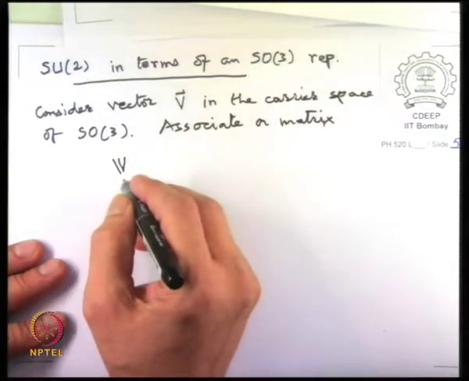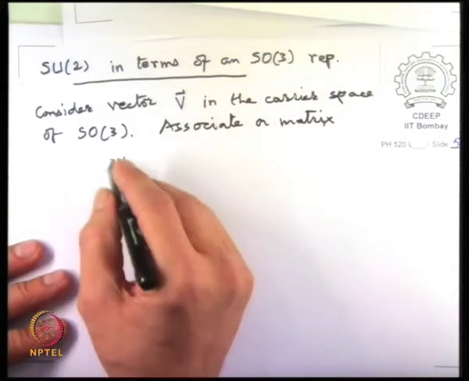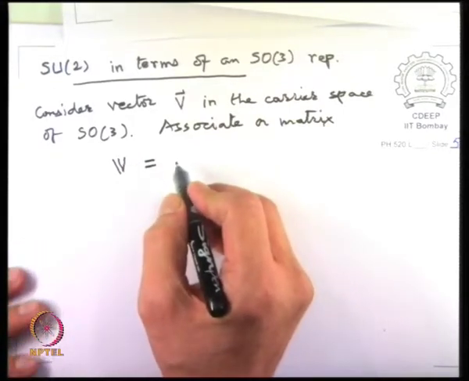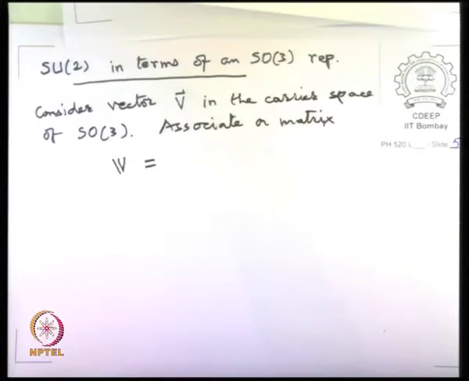What is this called? It's called blackboard font in TeX. So you double this line. So V equal to V dot tau, where tau are the sigma matrices, the Pauli matrices.